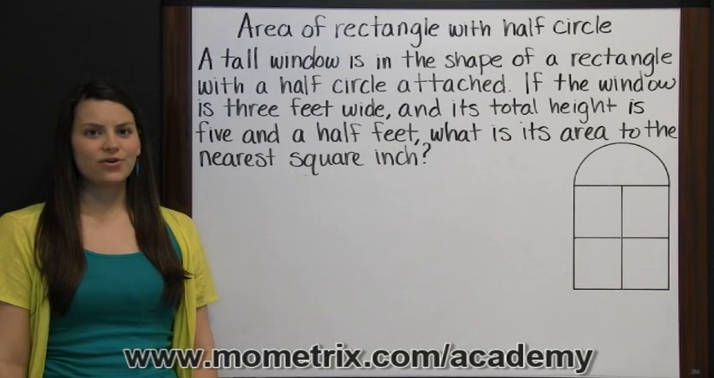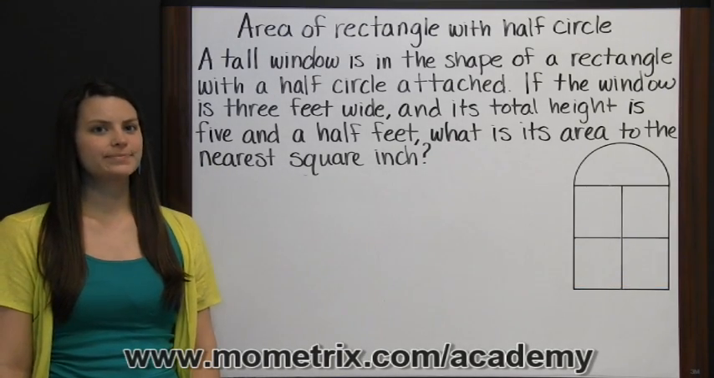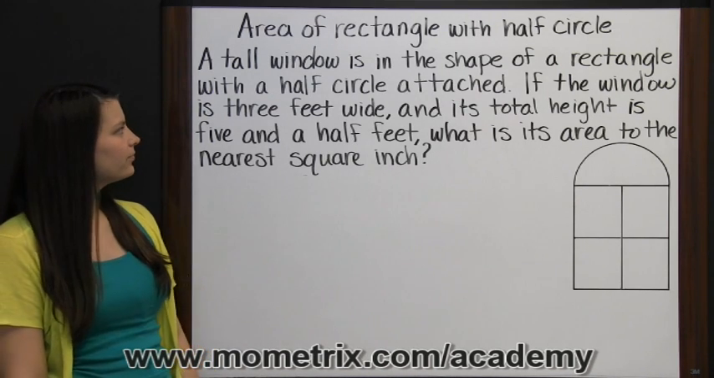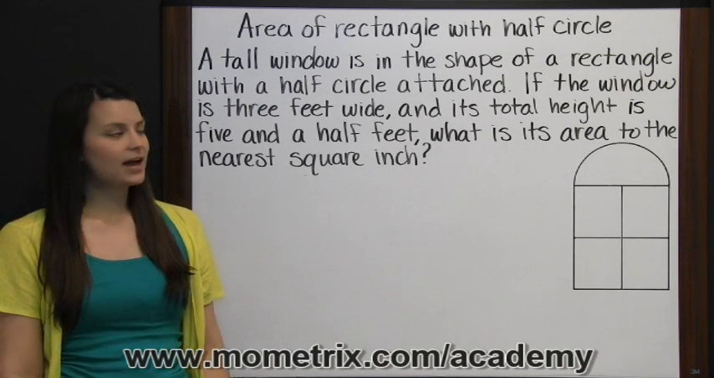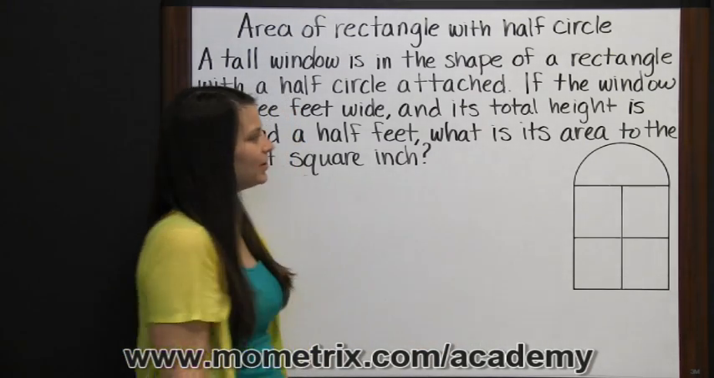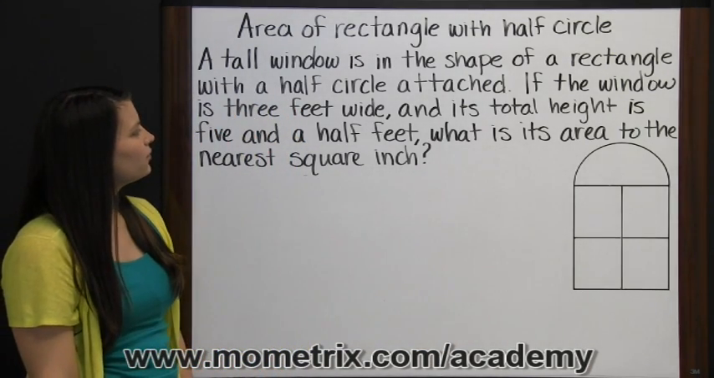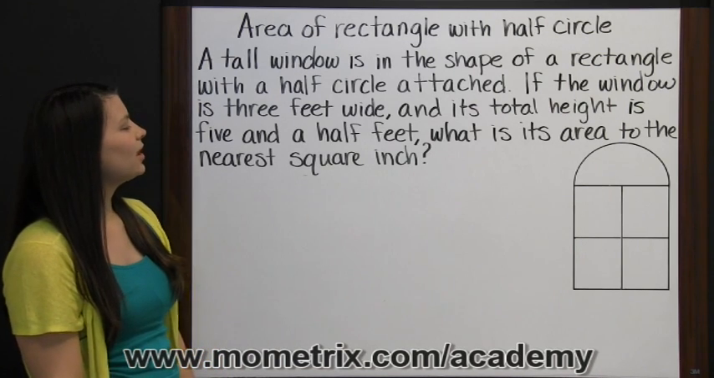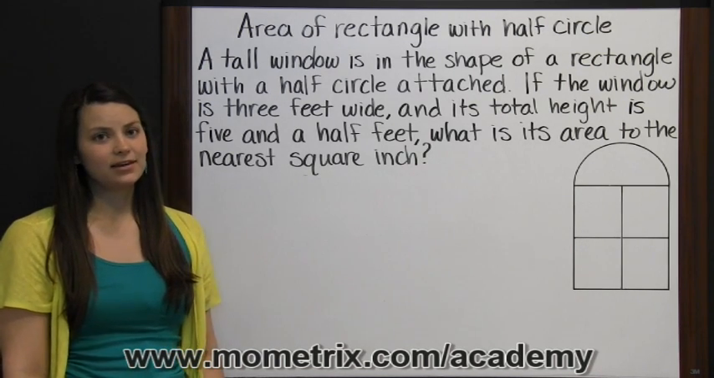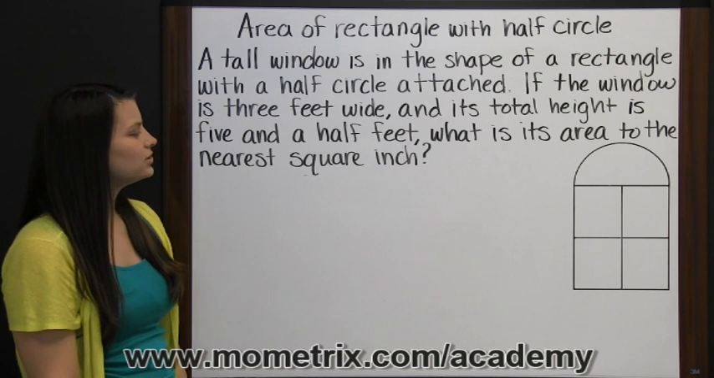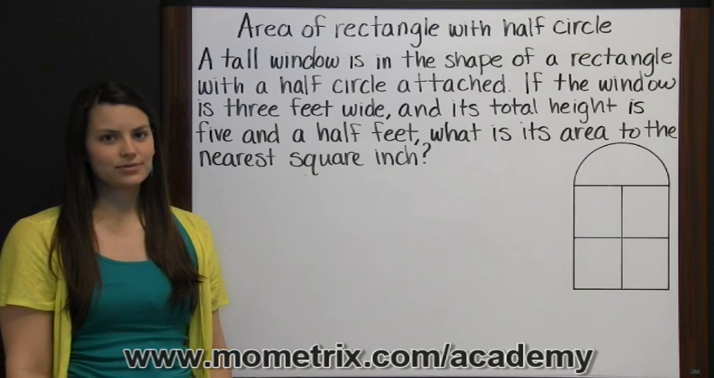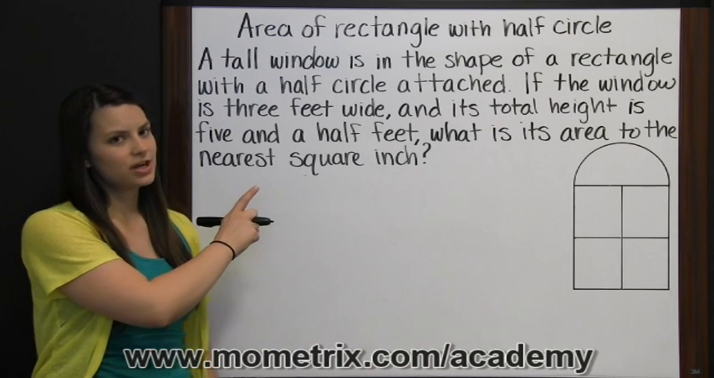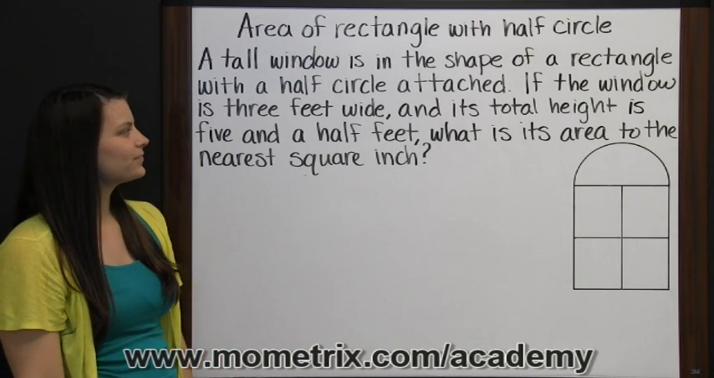Area of a rectangle with a half circle. A tall window is in the shape of a rectangle with a half circle attached. That's that picture right there. If the window is 3 feet wide and its total height is 5.5 feet, what is its area to the nearest square inch? We're going to start by pulling out our important information and putting it on our picture.